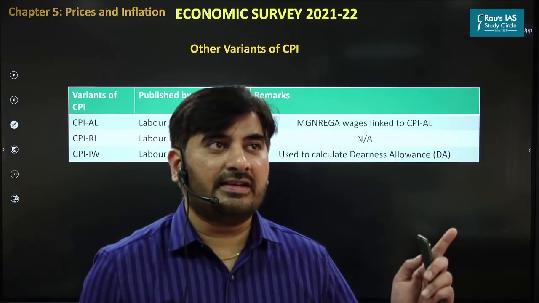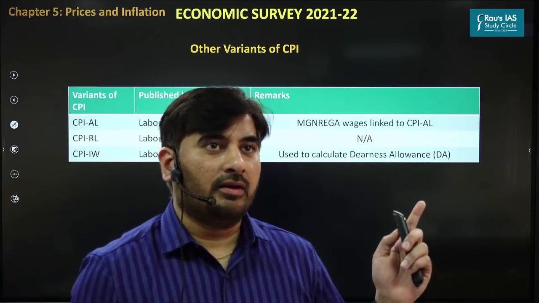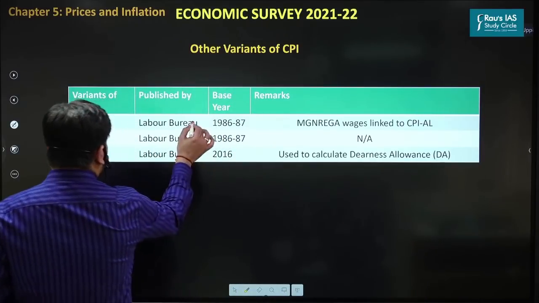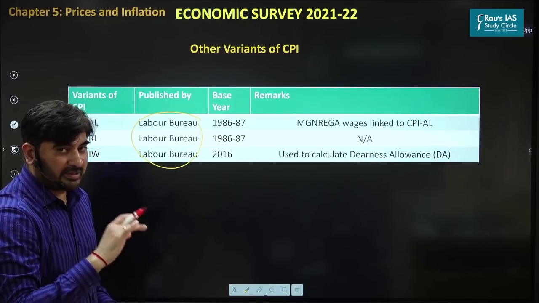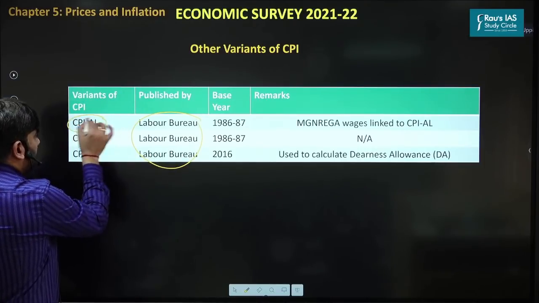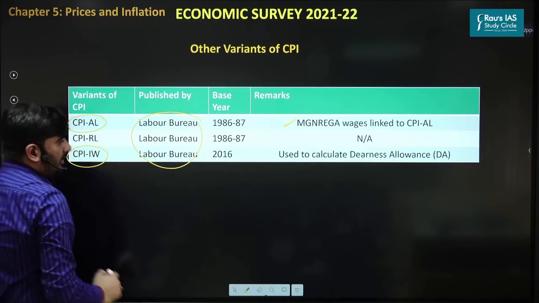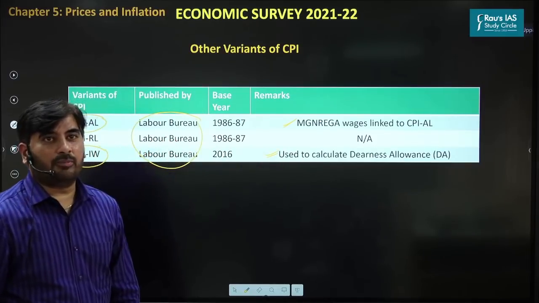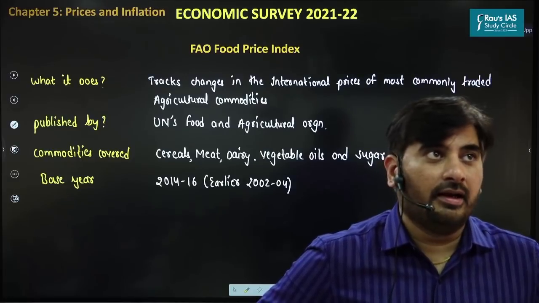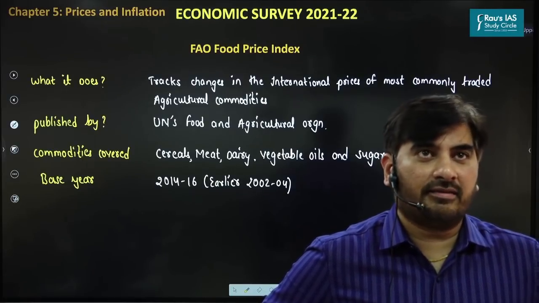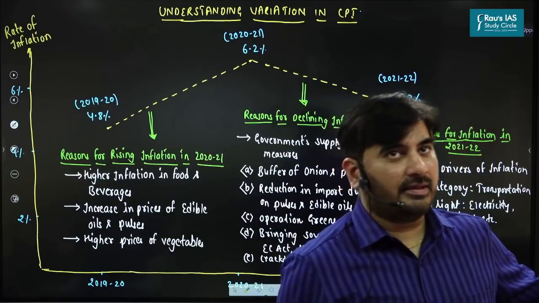Next, you have other variants of CPI, for example, CPI AL, CPI RL, and CPI IW. Please focus here. All of these indices are published by the Labour Bureau under the Ministry of Labour. Other important aspect from the perspective of prelims: CPI agriculture labour is linked to the MGNREGA wages. CPI industrial workers is used to calculate the DA of the central government employees. From the perspective of prelims, it becomes so important. Okay. Then you have some details about food price index, which I think you should be able to read and understand on your own.